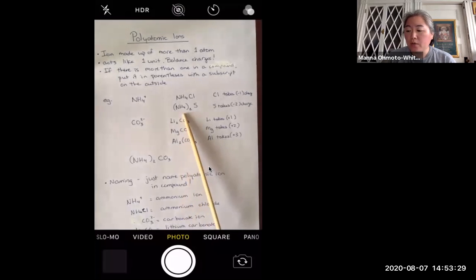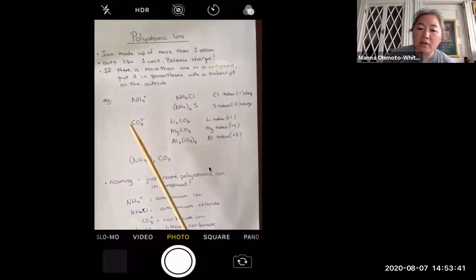So for example, in this case, because I have 2 ammoniums for every sulfur, I need to put parentheses around the NH4 and put a subscript after it. If there is only one, you cannot put parentheses around it. If you do, it will be marked wrong.